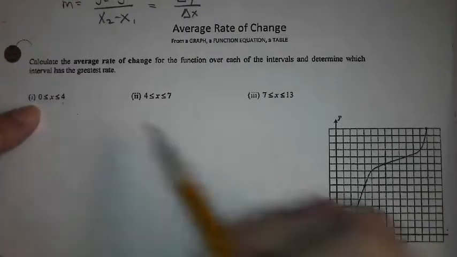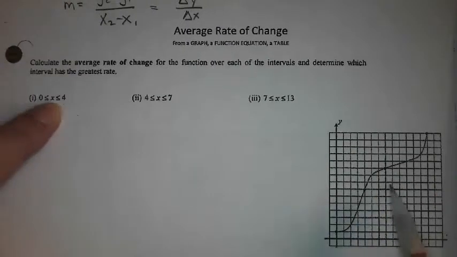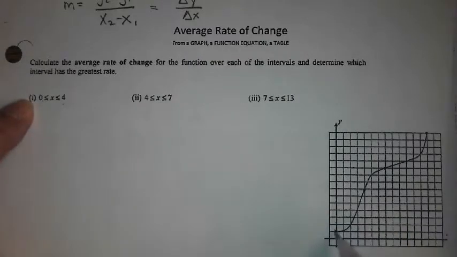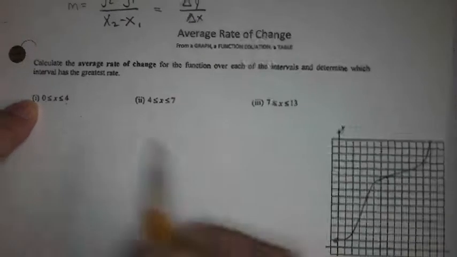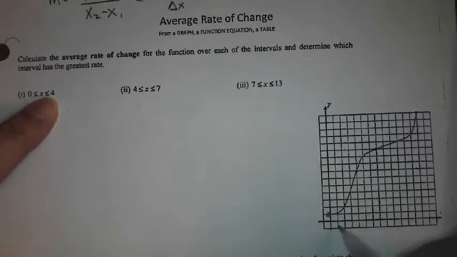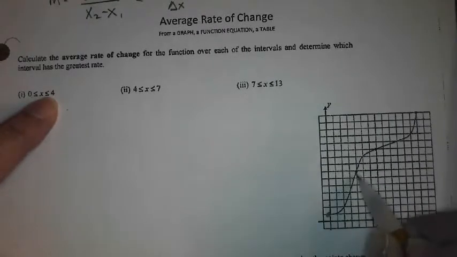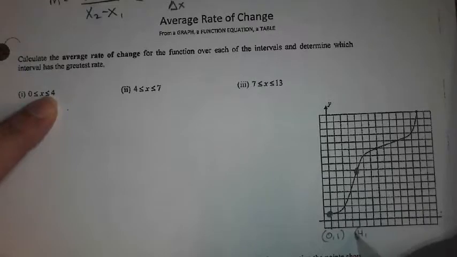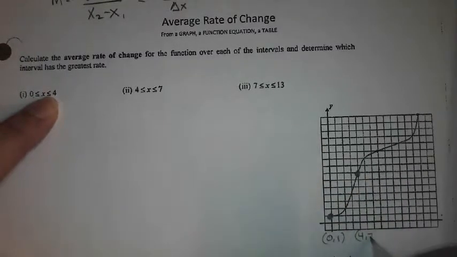So in this first one, we're shown a function. We're asked for the average rate of change from an x of 0, find that point right here, to an x of 4. 1, 2, 3, 4, that point is there. So if you want to, just tell me the coordinates. We have (0, 1) and (4, 7). Am I counting that right?